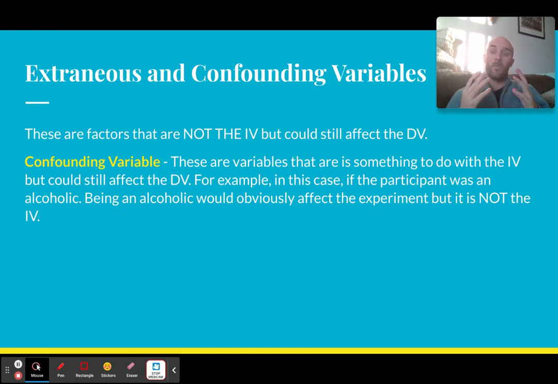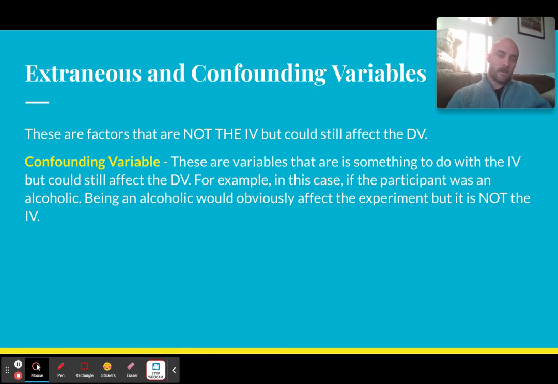For example, not an alcohol-related one, but in this case, what happens if you are a memory champion? What happens if you are a memory champion? You've got an eidetic memory, like a photographic memory, or you just, I don't know, you spend all your time thinking of memory techniques and improving your memory. That's something to do with the study. It's not the IV, but it could still affect the DV. So a confounding variable is exactly that.